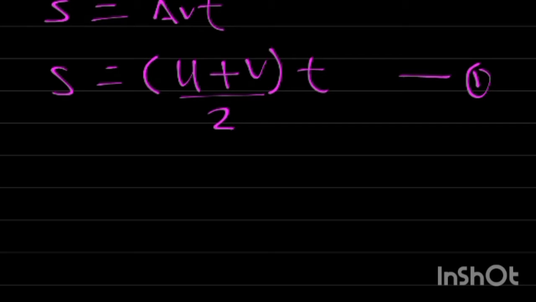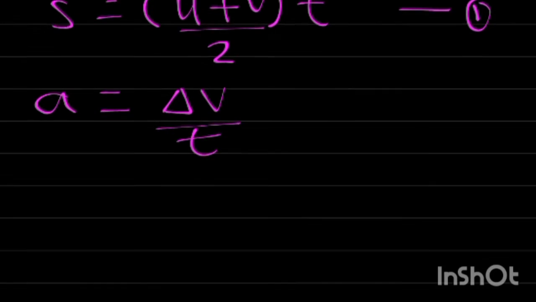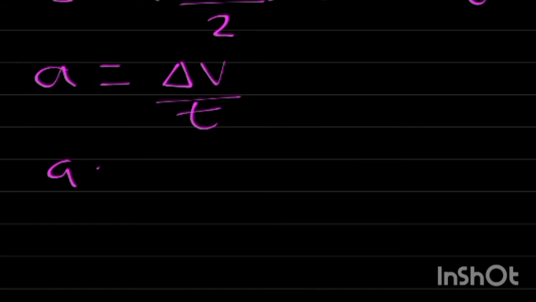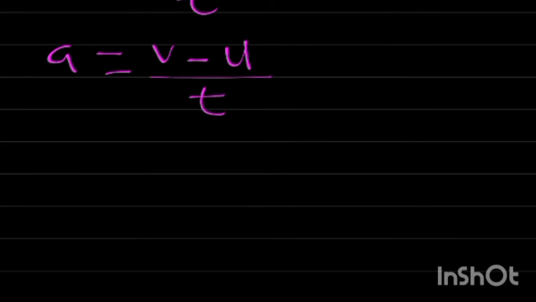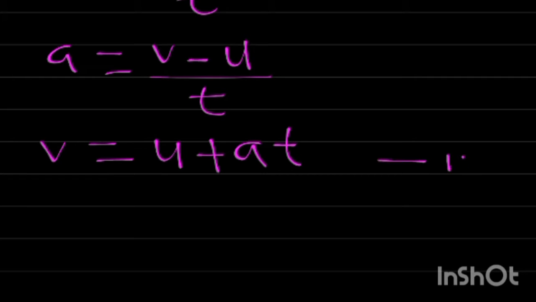The next equation of motion: acceleration is what? Is the rate of change of velocity with what? With time. This change of velocity is the same thing as what? Final velocity minus initial velocity over change in time. Now let's make V the subject of the formula. I have V is equal to what? U plus AT. This is my equation 2.